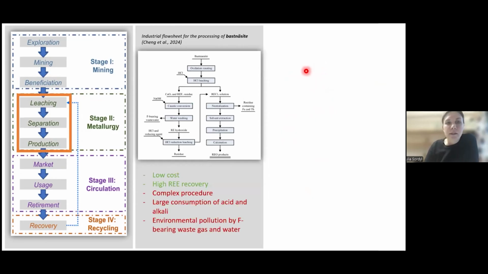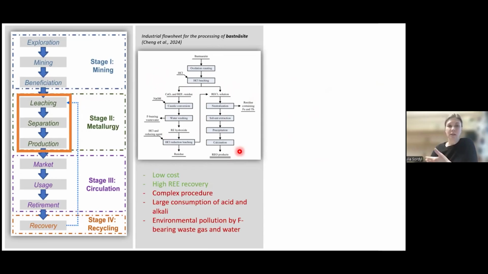So there is an industrial flow sheet for processing of bastnäsite, and the main process is focused on oxidation roasting and then HCl leaching and caustic conversion. It has its own benefits, like it's low cost and RE recovery is high, but it brings a lot of challenges. The procedure is quite complex, as we can even see from this graph. There is a large consumption of chemicals, and there is environmental pollution from fluorine-bearing waste gas and water.